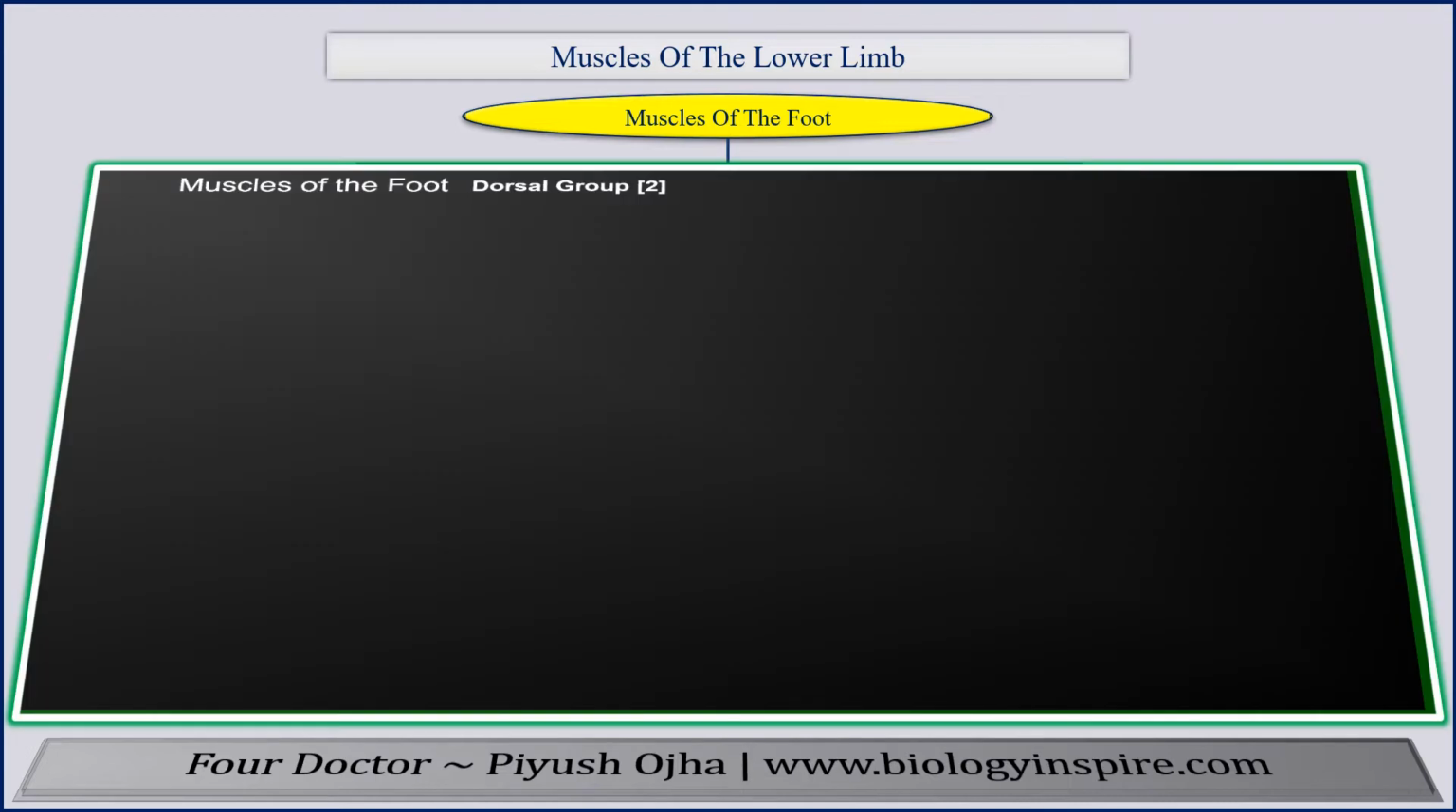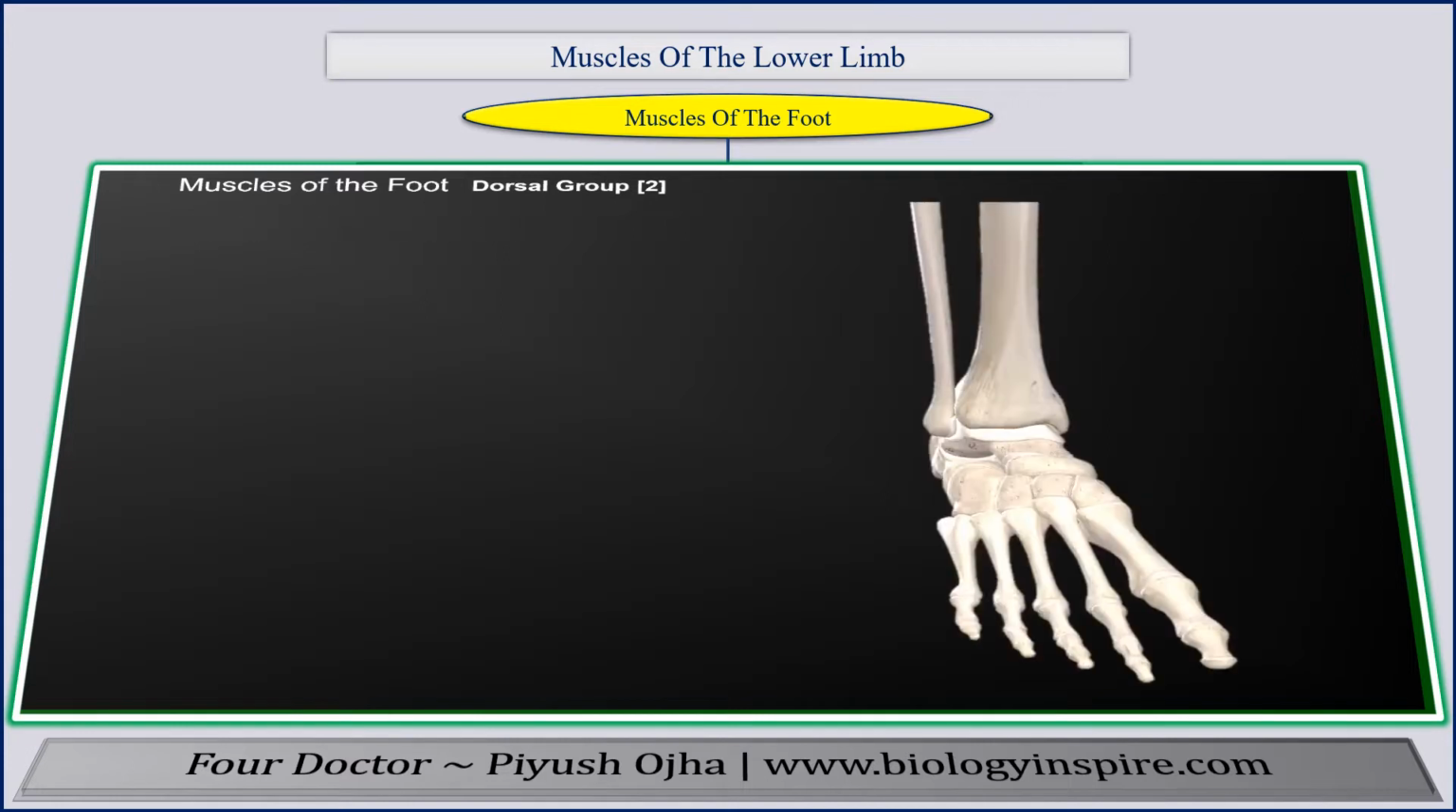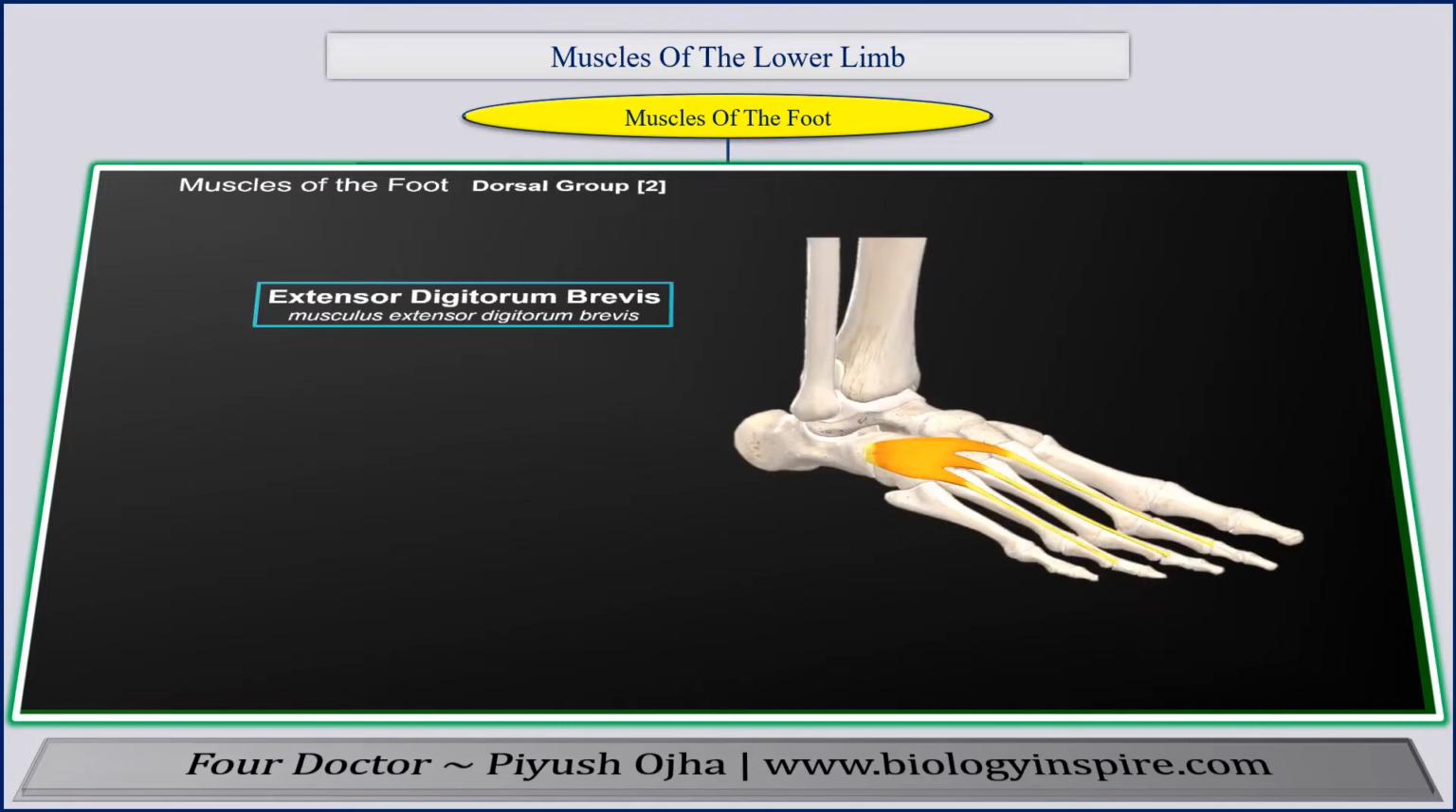The dorsal group of the foot are the ones we call extensors of the toes, because they cause extension of the toes, basically. And they're all innervated by the deep fibular nerve. So here's the dorsal view of the foot. The first muscle is called the extensor digitorum brevis, which looks like this.